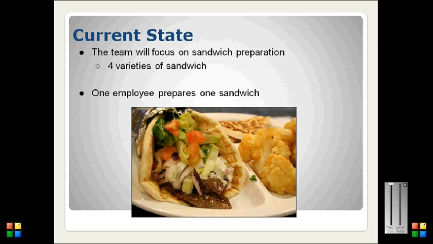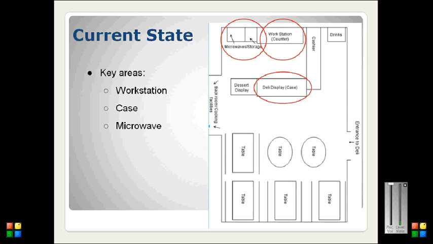The current state of the deli includes the different sandwiches that we will be analyzing. Like Kamal said, he told you the 4 different kinds of sandwiches. The chicken shawarma follows one sandwich preparation process, whereas all 3 of the kefta sandwiches follow the same preparation process. One employee normally prepares 1 sandwich at a time. This is the current state of the deli's layout.